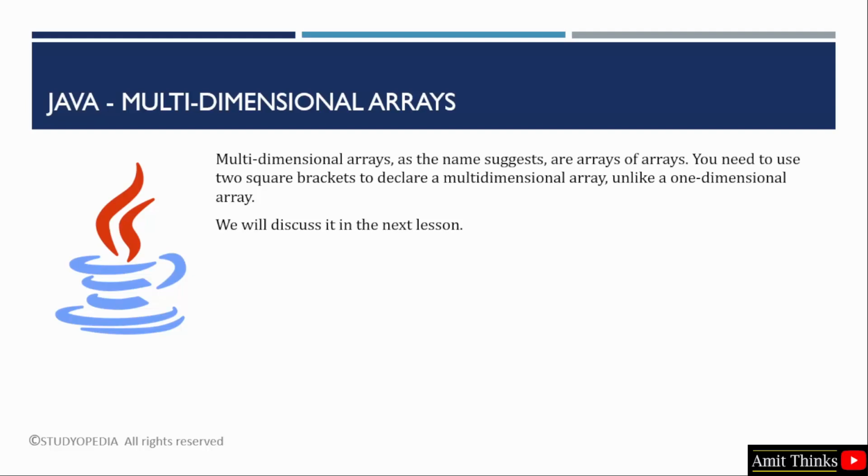Now the next one is multi-dimensional arrays, which are also called arrays of arrays. We need to use 2 square brackets in it. We will discuss multi-dimensional arrays in the next lesson. So guys, we saw what arrays are in Java. We saw multiple ways to add to them. With that we saw 2 examples.